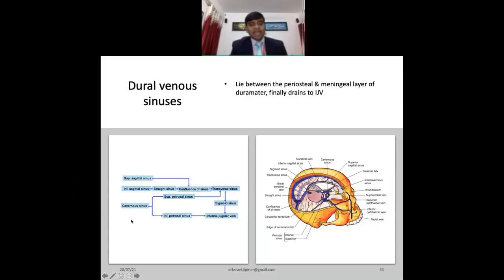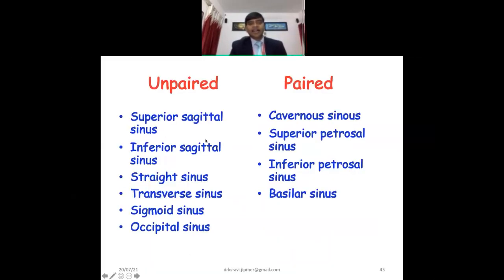Similarly, when we see the cavernous sinus, it opens into the superior petrosal sinus and the inferior petrosal sinus. The inferior petrosal sinus will directly open into the superior bulb of the internal jugular vein. Whereas the superior petrosal sinus will open into the transverse sinus. The transverse sinus will drain into the sigmoid sinus, and ultimately it will drain into the internal jugular vein. So these are the different unpaired and paired sinuses.